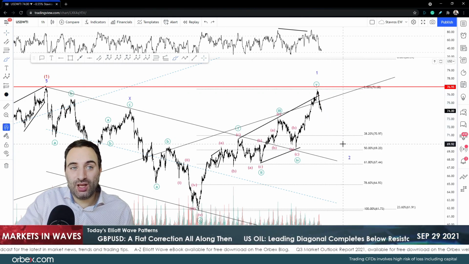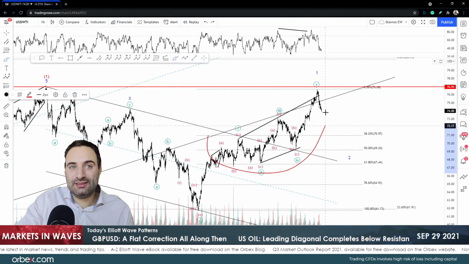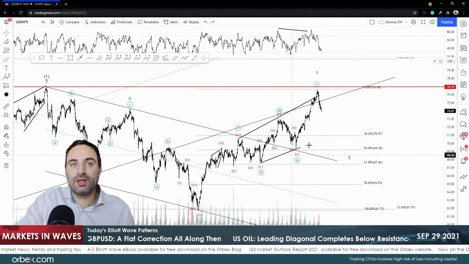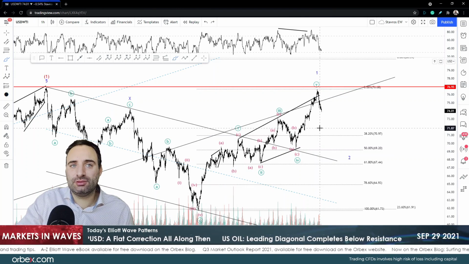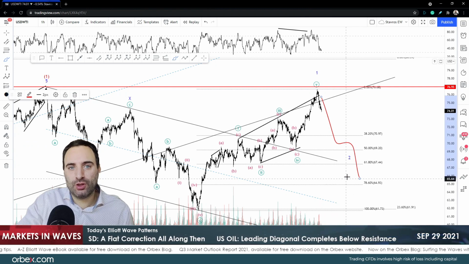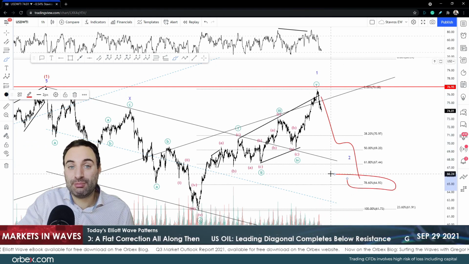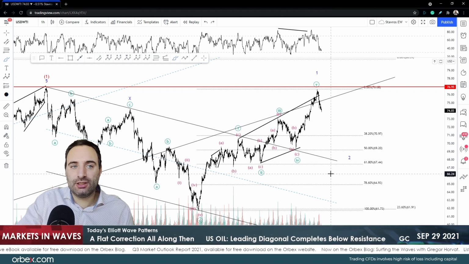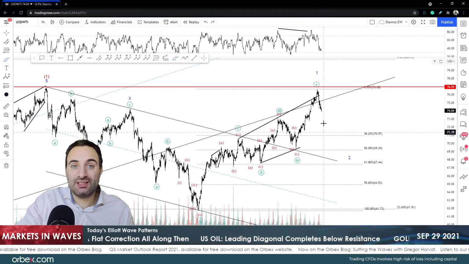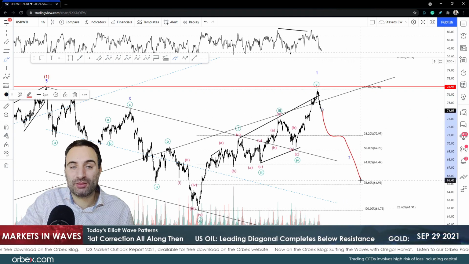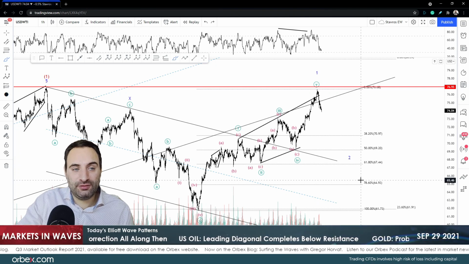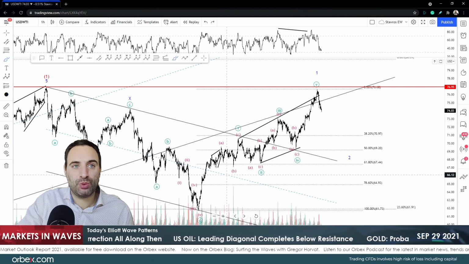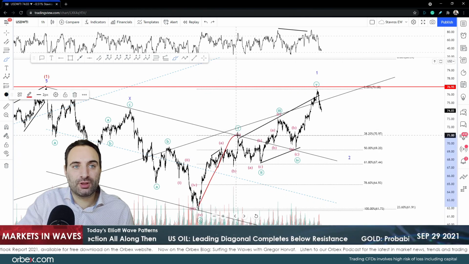And the truth is that leading diagonals, and should that be the case, of course, we'll find out, tend to be followed by corrections of about 78, 79%, right? So that means that we might see it actually going all the way back to 65 or so, okay? So prepare for some downside here.